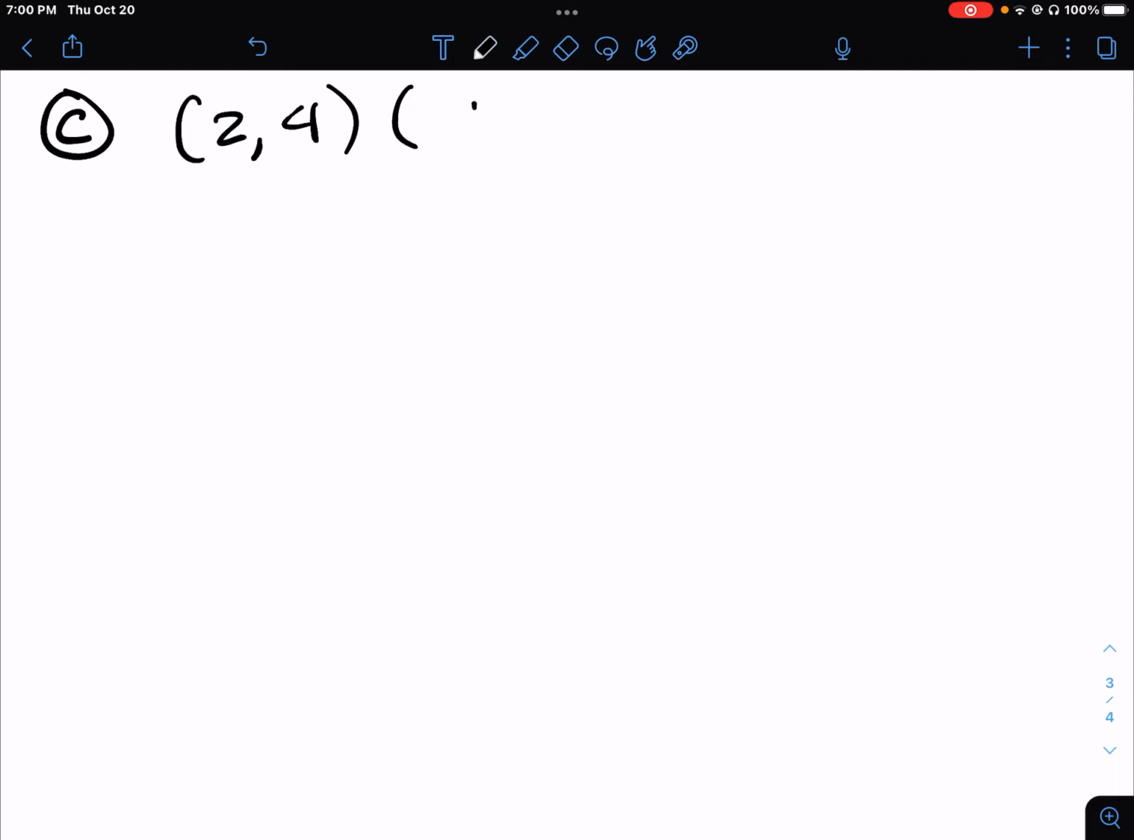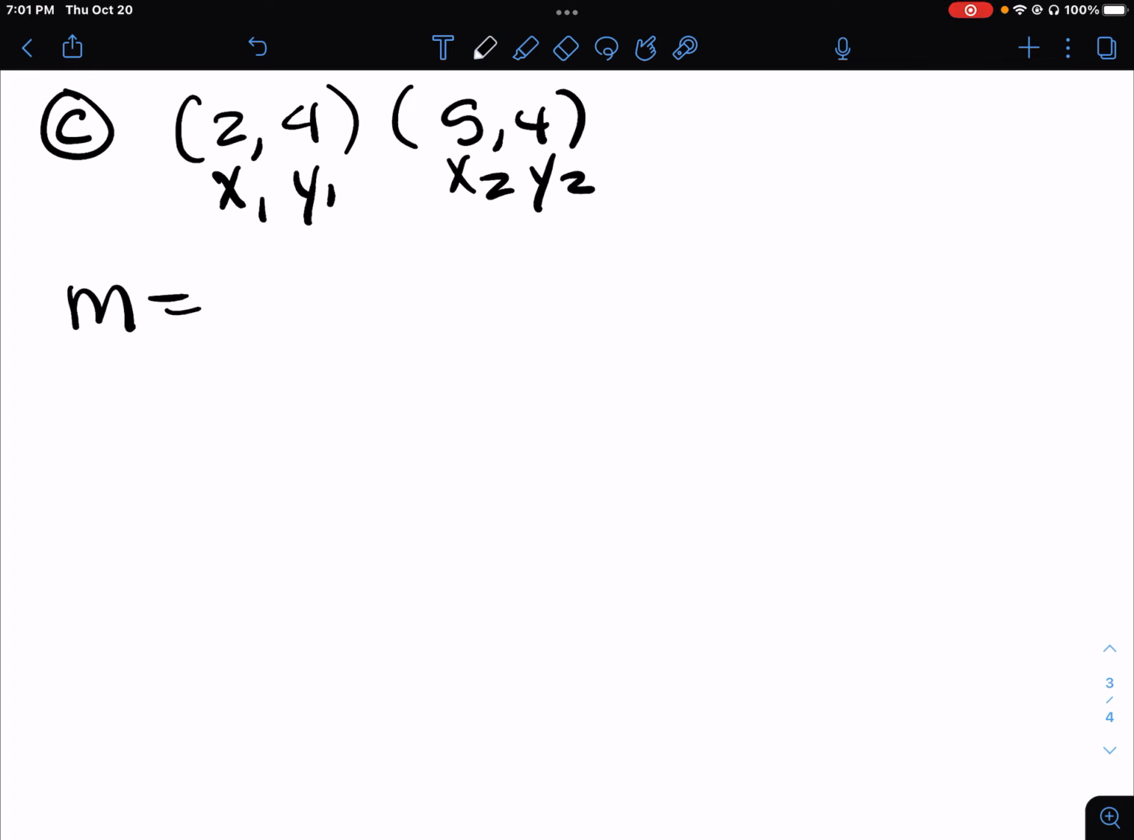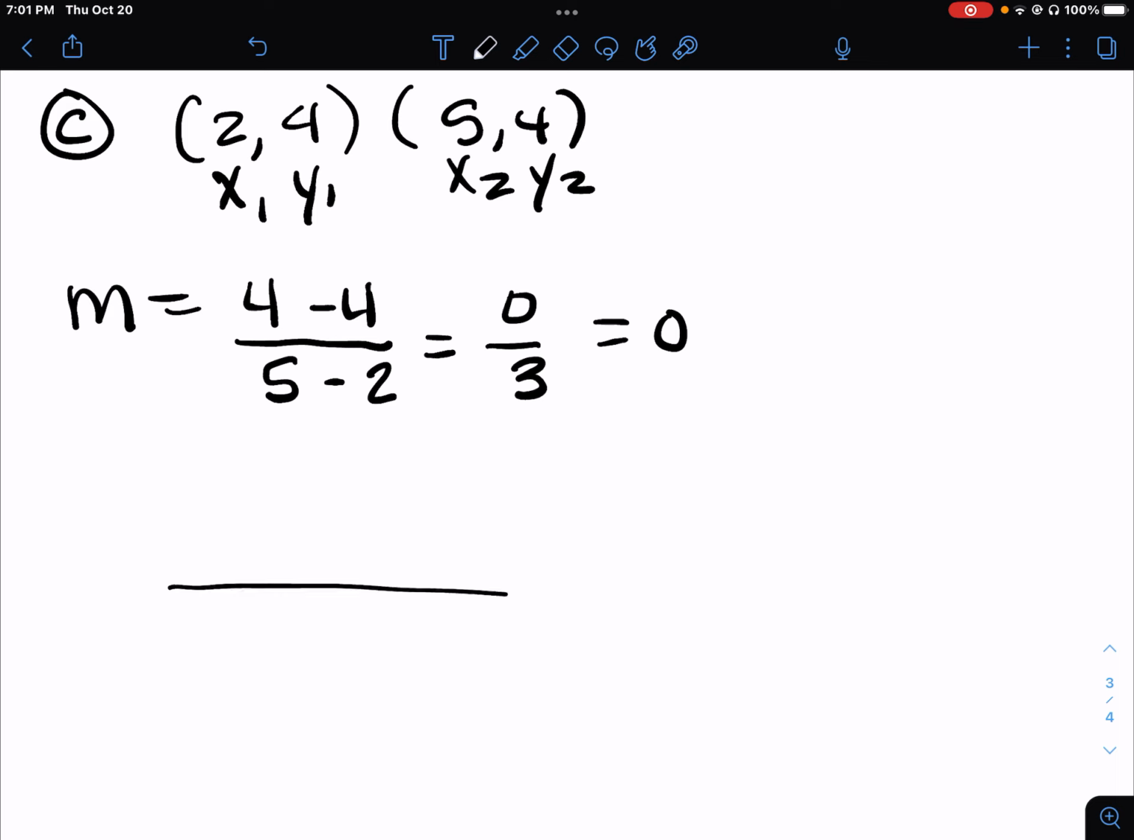Example C, 2, 4, and 5, 4. That's x1, y1, x2, y2. The slope, y2 minus y1, x2 minus x1. So that gives us a slope of 0. And what that looks like, 2, 4 is right 2, up 4. 5, 4 is right 5, up 4. Okay, that is a horizontal line.